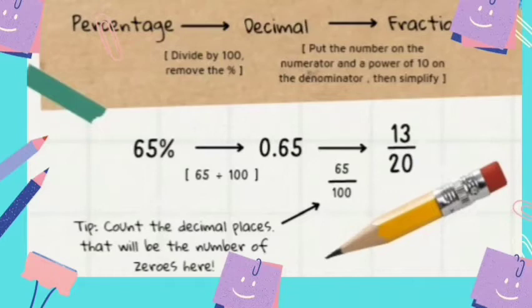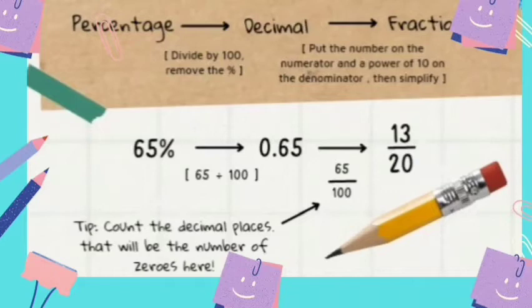To convert decimals to fractions, put the number on the numerator and the power of 10 on the denominator. Then simplify. As simple as that. You do that, you convert decimals to fraction. That is, you reduce to the lowest term. That is what we mean by simplify.